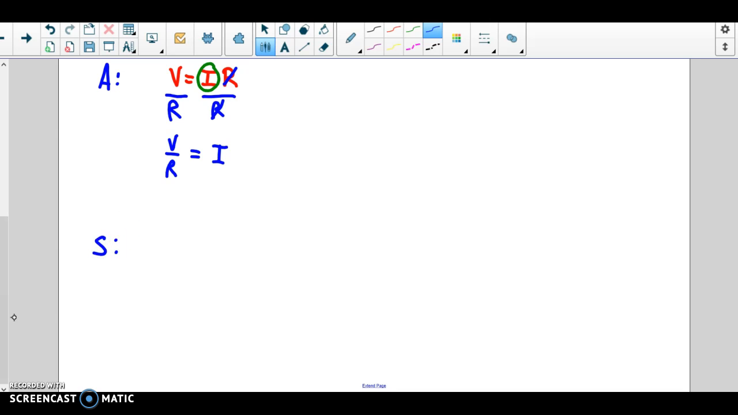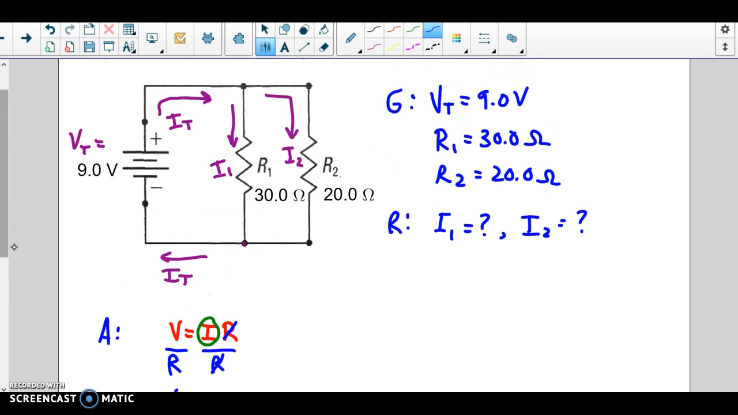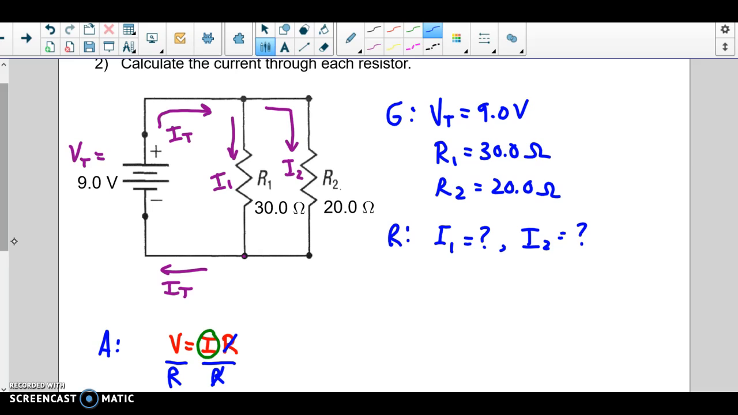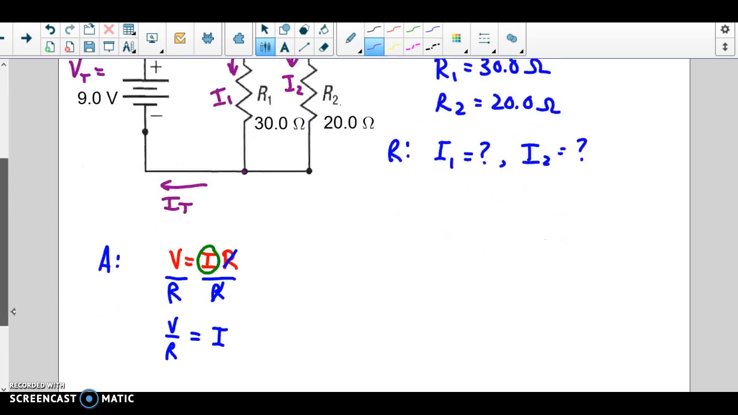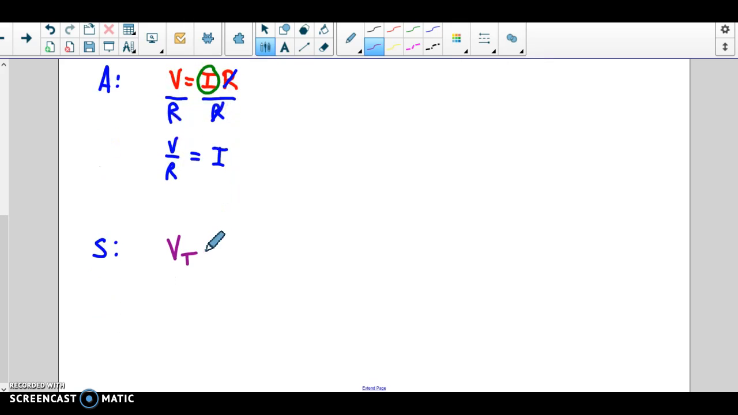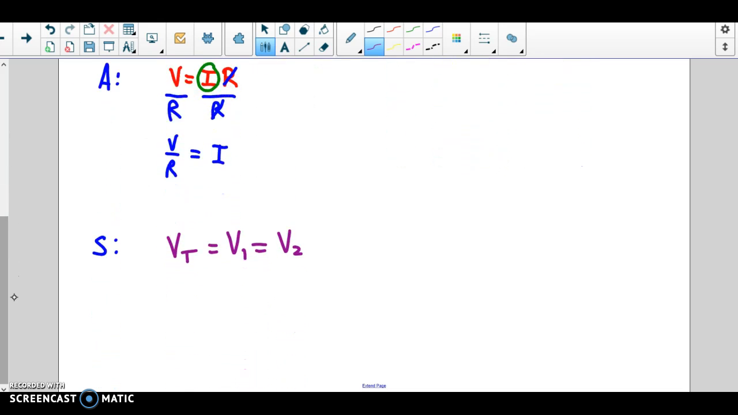Next step, solve. I'm going to have to apply Ohm's law, and I'm going to have to use one of the rules about parallel circuits. And the rule that I'm going to use is the fact that the voltage across each load in parallel is the same as the voltage across the source. I'm going to write that down here at the bottom. The voltage across the source is the same as the voltage across resistor 1, which is the same as the voltage across resistor 2. I'm given that voltage in the question. It's 9 volts. So I'm going to write that down.